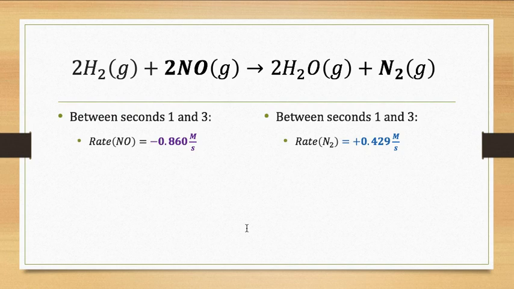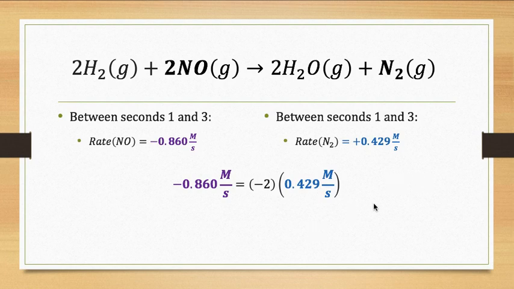So let's compare these two now. We've got the rate of NO over the time frame of 1 to 3 seconds is negative 0.860. And for N2 during the same time frame, it's positive 0.429 molarity per second. If you did some quick math in your head, you might have noticed that, wow, the rate of change of NO is equal to about negative twice the rate of change for N2.